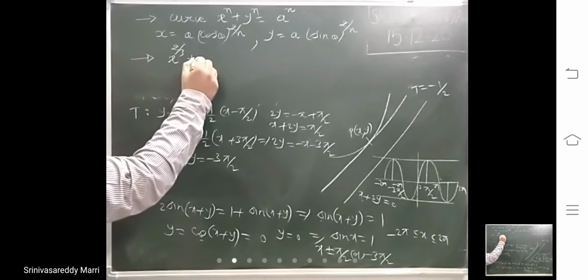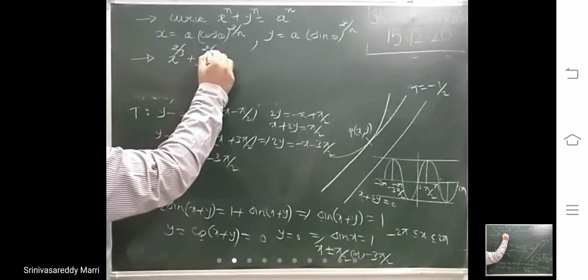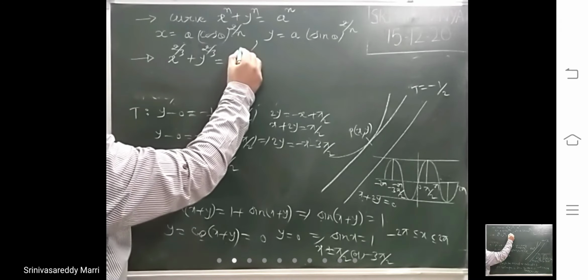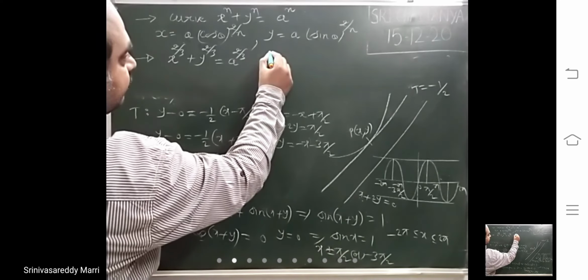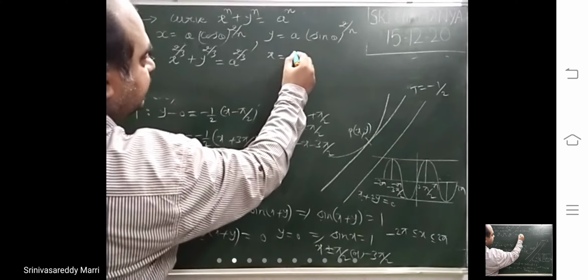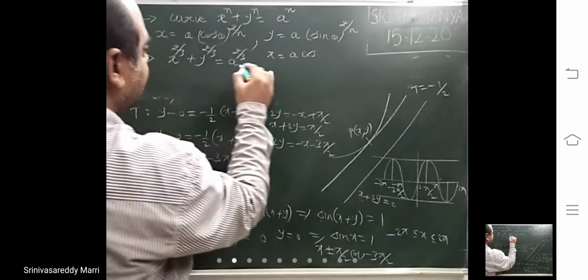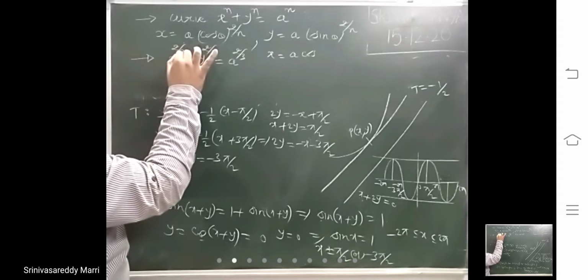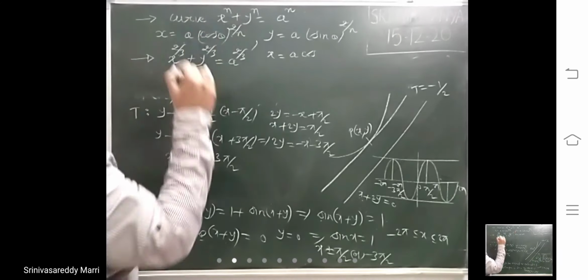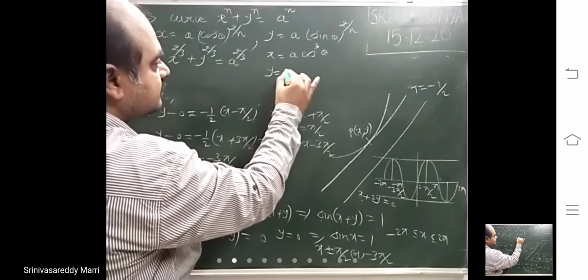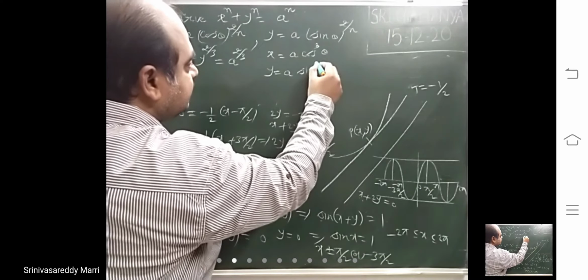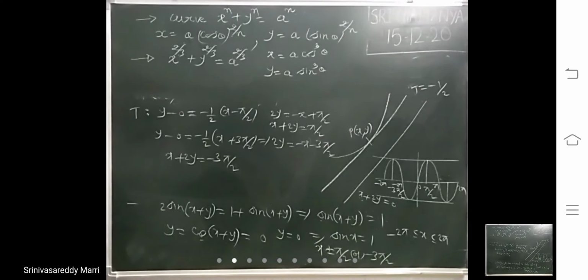X power 2 by 3 plus y power 2 by 3 equal to, let us say, a power 2 by 3. Curve is given like this. Then you remember the point you have to take. Look at, n is what? N is 2 by 3. If you substitute n equal 2 by 3 here, the point you have to take is a cos cube theta, a sin cube theta.